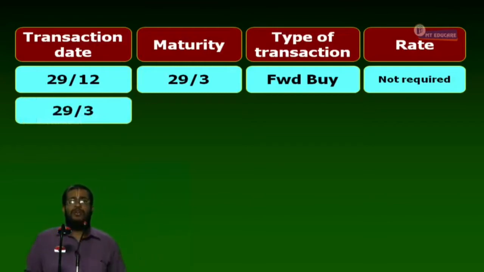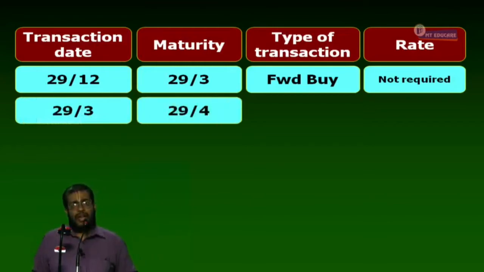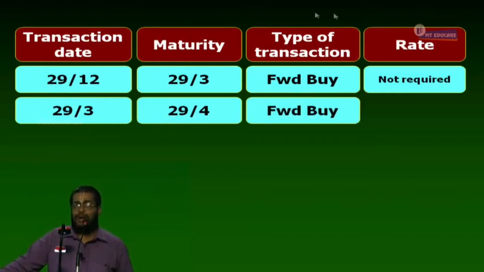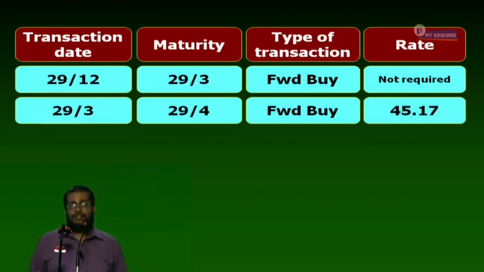29 March to 29 April, because I want a new forward. I go once again for a forward buy. This is the real thing I want to buy. Do I go for a bid rate or an offer rate? Offer rate. Spot or forward? Tell me, what is the spot offer rate? 45.05 plus 0.12 gives how much? 45.17.